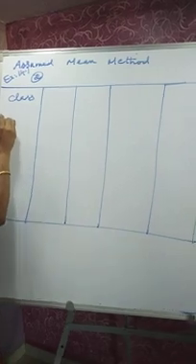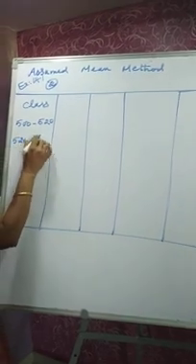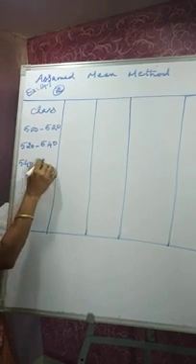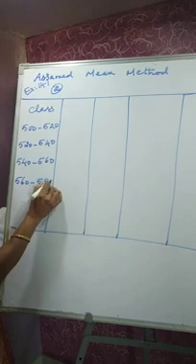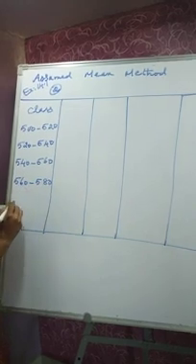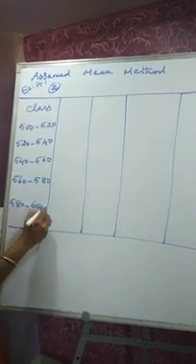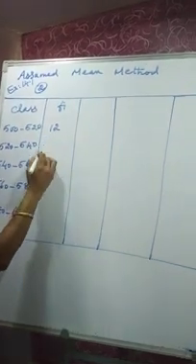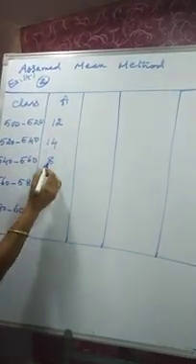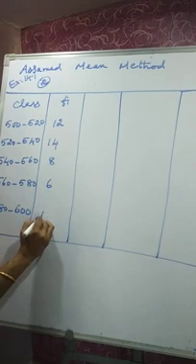The classes are 500 to 520, 520 to 540, 540 to 560, 560 to 580 and 580 to 600. The corresponding frequencies are 12, 14, 8, 6 and 10.